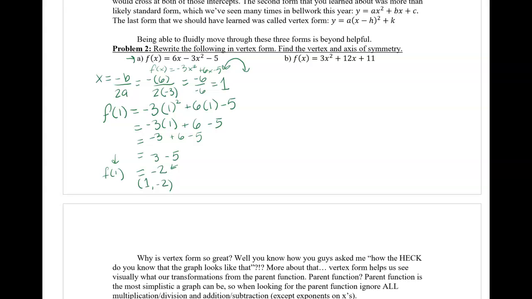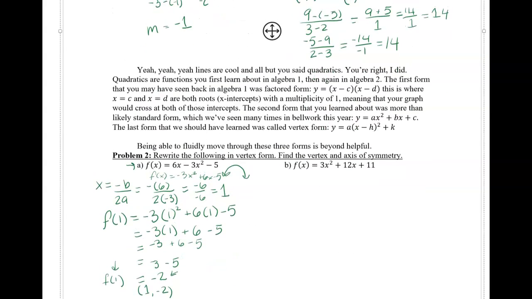Alright, that's nice, because mostly the hard stuff is done. So now I've got to rewrite this in something called vertex form, which is up here. So what are all of these lovely letters? Well, a is just going to be the same a from standard form. x is going to remain an x, and only an x, until I plug something in for x to try to find another point. My h is actually going to be the x-coordinate of my vertex, and my k is going to be the y-coordinate of my vertex.